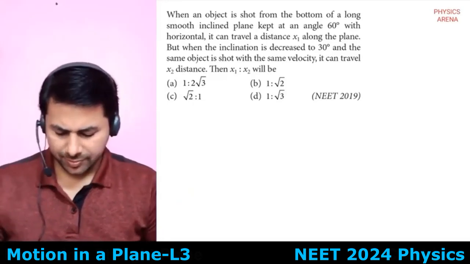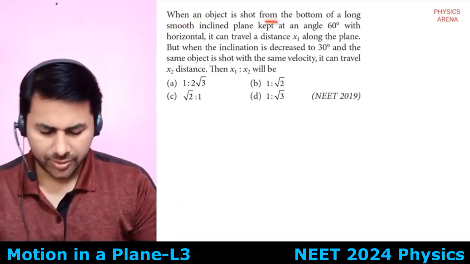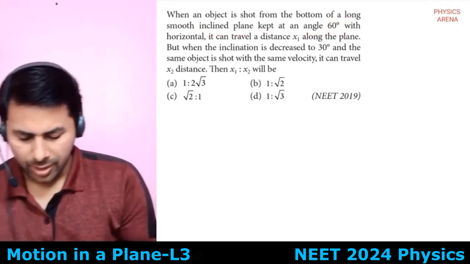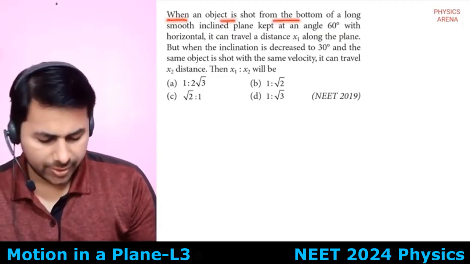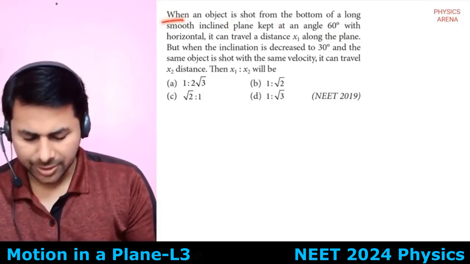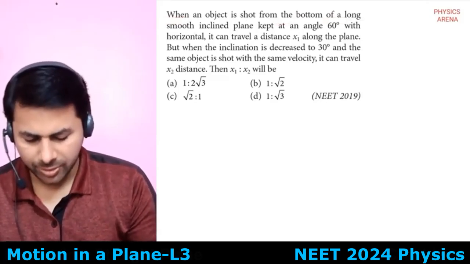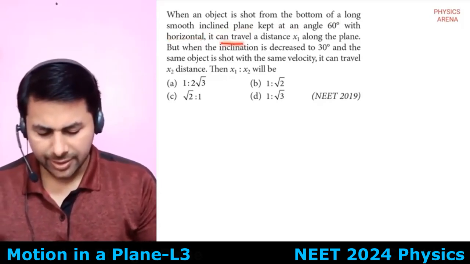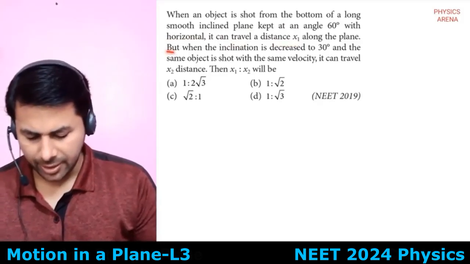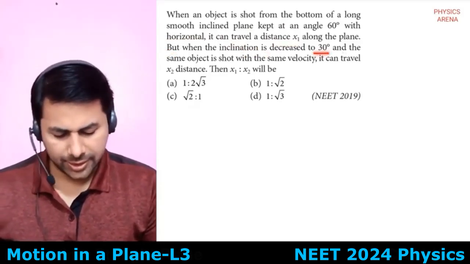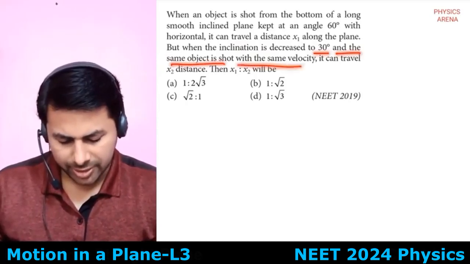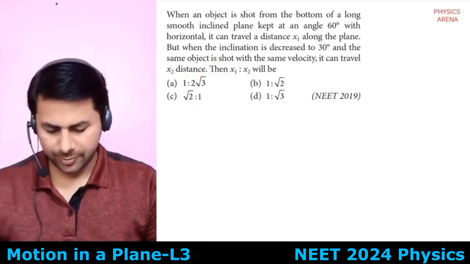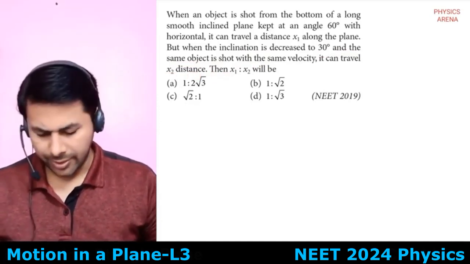Let's see next question. When an object is shot from the bottom of a long smooth inclined plane kept at an angle 60 degree with horizontal, it can travel a distance x1 along the plane. But when inclination is decreased to 30 degree and the same object is shot with the same velocity, it can travel x2 distance. Then x1 is to x2 will be. This is the question.